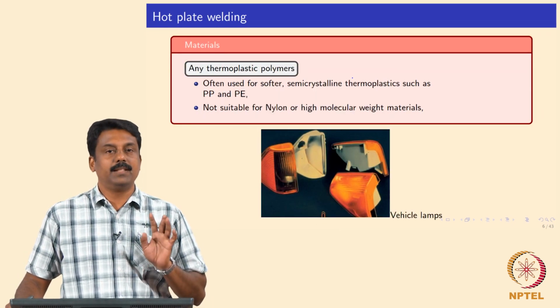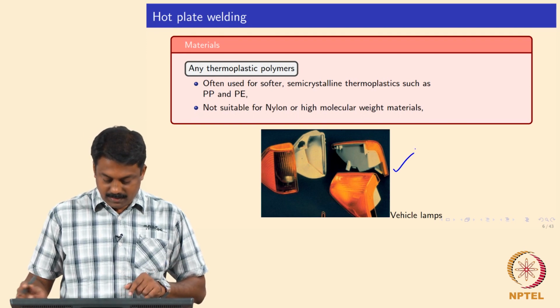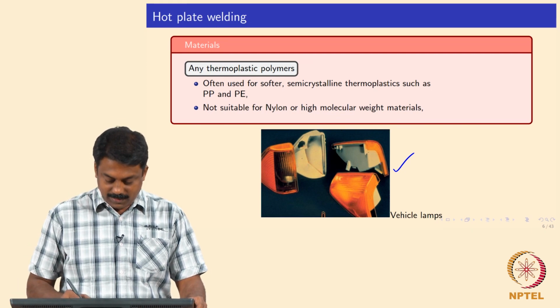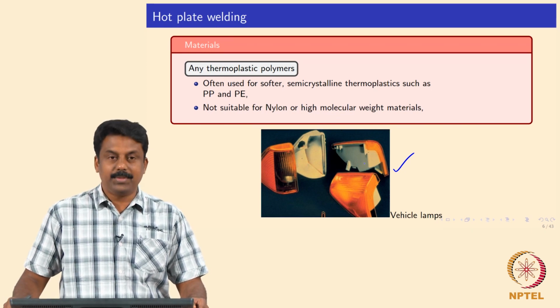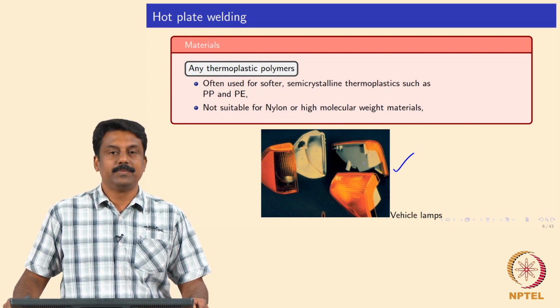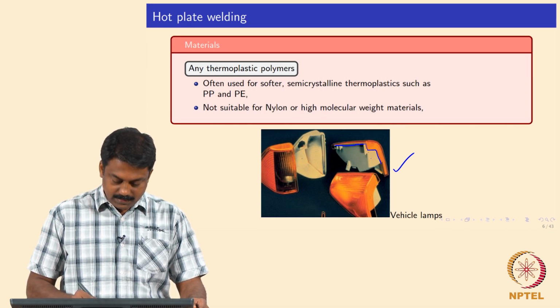So material-wise, all the thermoplastic polymers can be used. This is the one I am talking about. This is very commonly joined. If you look at the two parts, isn't it? The vehicle lamps, those are all hot plate joined. The bottom one and the top one are actually joined at this interface.